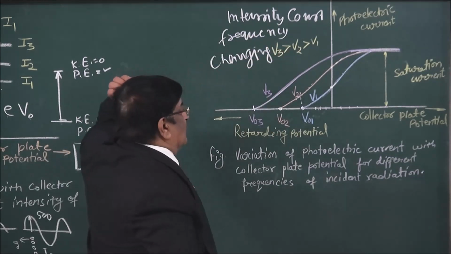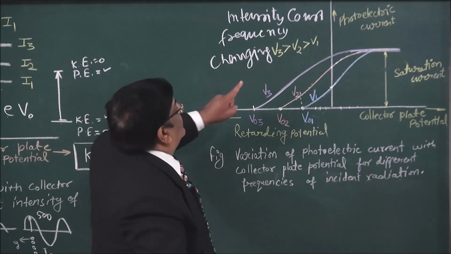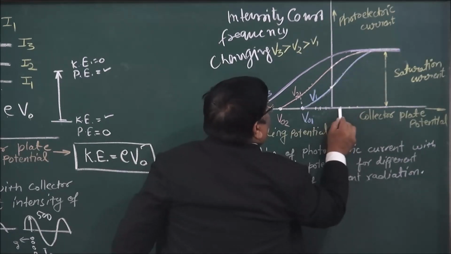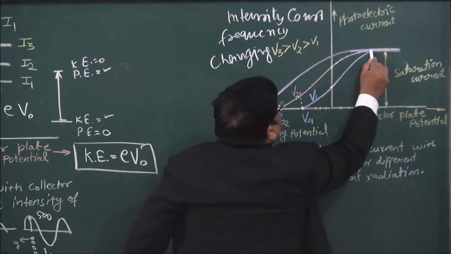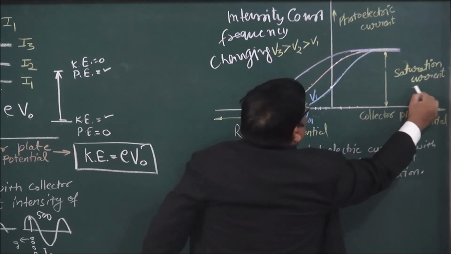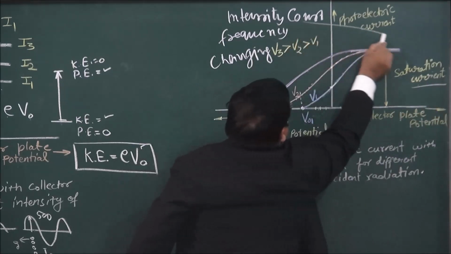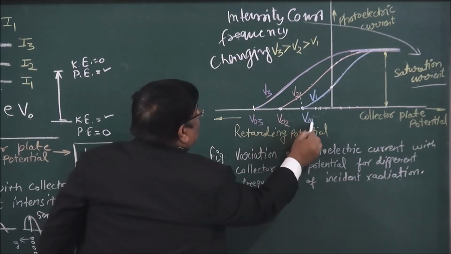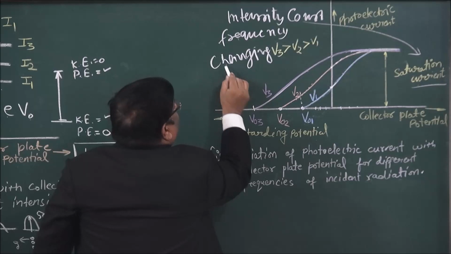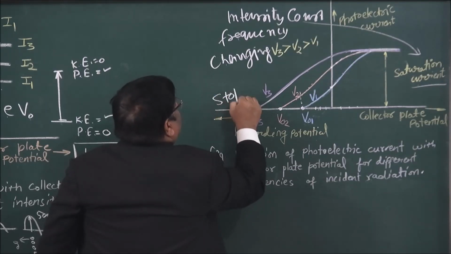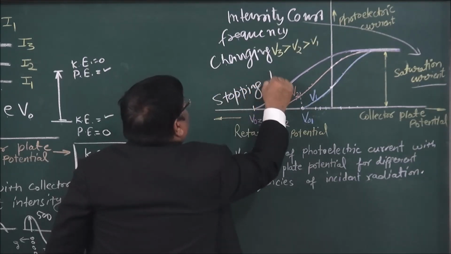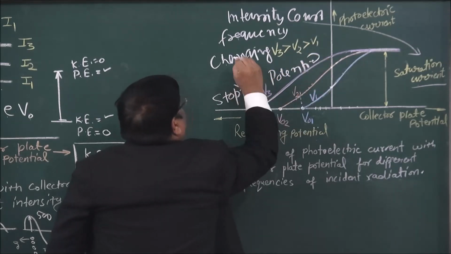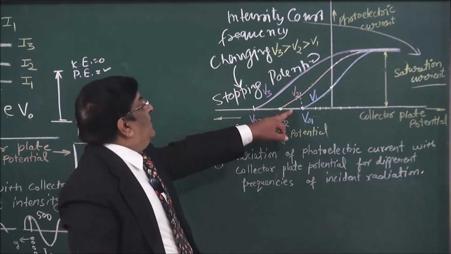Constant frequency is changing. In the graph, what is constant? Answer: in the graph, for all the colors, the saturated current is constant. So, current is constant, frequency changing. What is changing? Stopping potential is changing. Stopping potential keeps on changing.